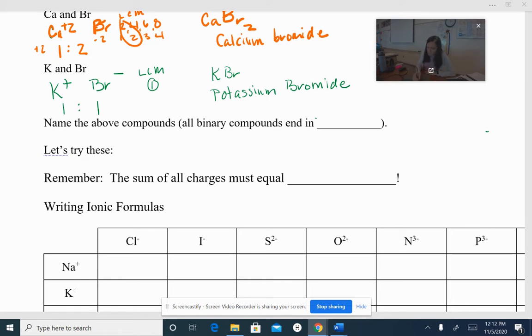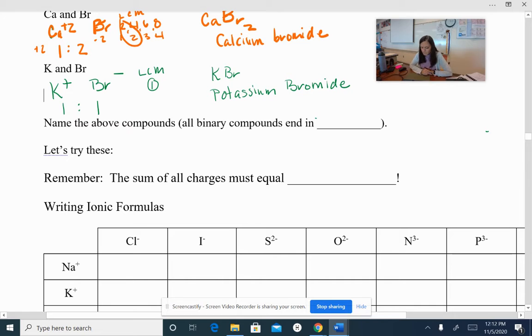Hopefully you realize that with potassium and bromine, we needed a 1-to-1 ratio because our least common multiple between +1 and -1 is 1. So we would need 1 potassium and 1 bromine. When we name this, we would name this potassium bromide.